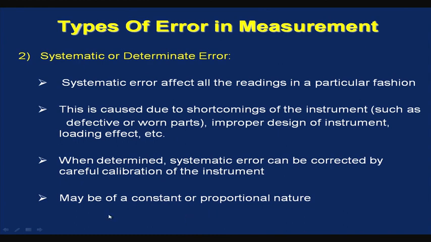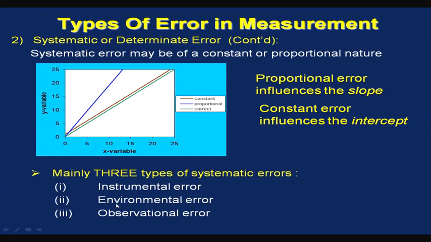Systematic error may be of constant or proportional nature. So, if we look at this figure, it is a plot of x variable versus y variable. We can consider x variable to be the input to the instrument and y variable as the output of the instrument. So, this can be considered as a calibration curve. If we look at the blue line, let us say the blue line should be the correct characteristic of the instrument.